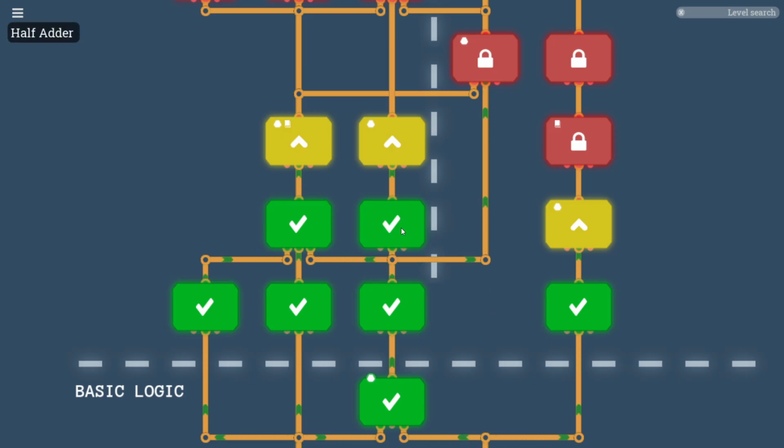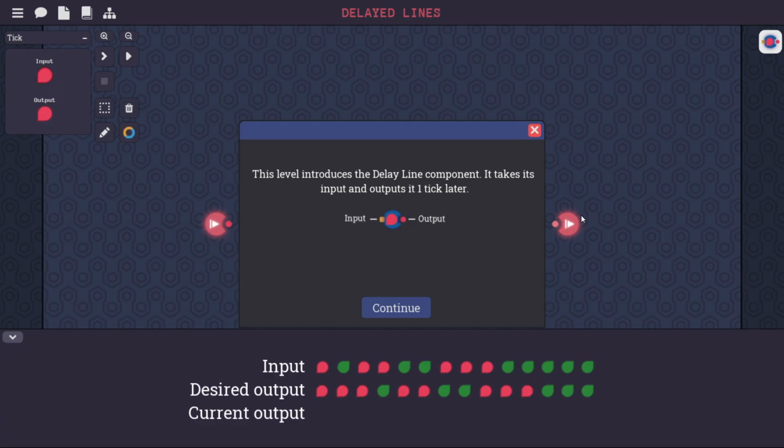And the next level after creating a half adder is delay lines. Let's see what this is all about. This level introduces the delay line component. This component takes its inputs and outputs it one tick later. As we said before, a tick is for a computer to perform things.